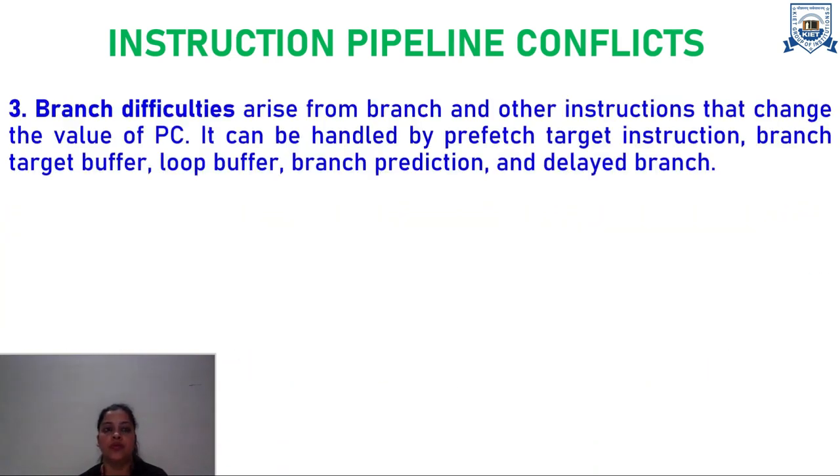The third type of conflict is branch difficulties, that arise from branch and other instructions that change the value of the program counter. It can be handled by prefetch target instruction, branch target buffer, loop buffer, branch prediction and delayed branch.